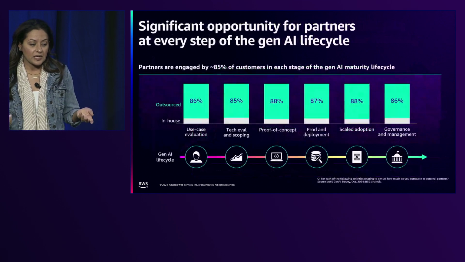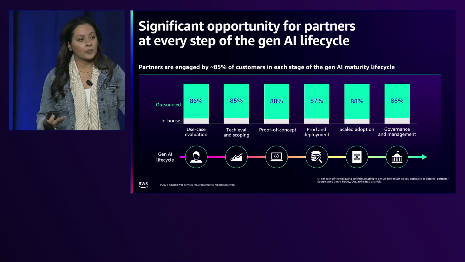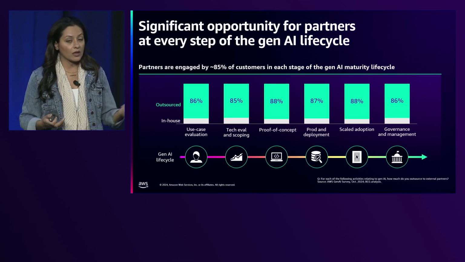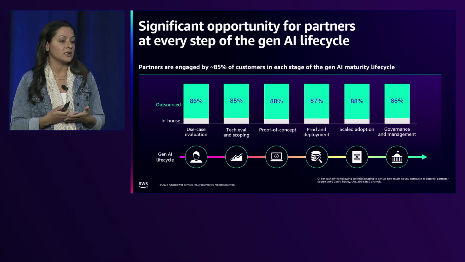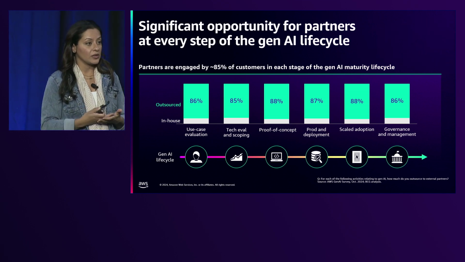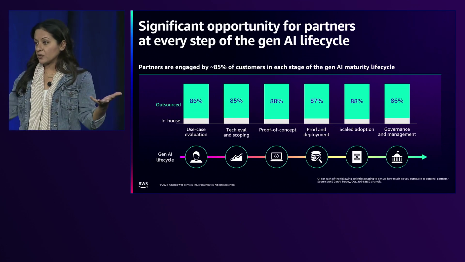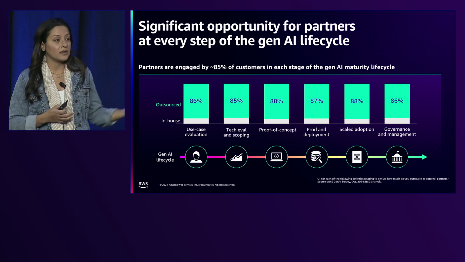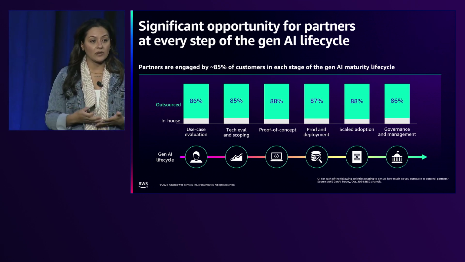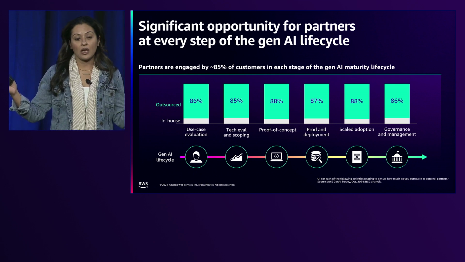That's why I would say AWS Partners are uniquely positioned to help our customers do that, both because of their deep domain knowledge and expertise. We work very closely with our AWS partners to make sure they understand what features are coming out, how to use them, and the best architecture choices. But also because you as customers in the room are telling us that more than 85% of the time you're looking to partners to outsource your generative AI adoption journey across the full spectrum of that journey.